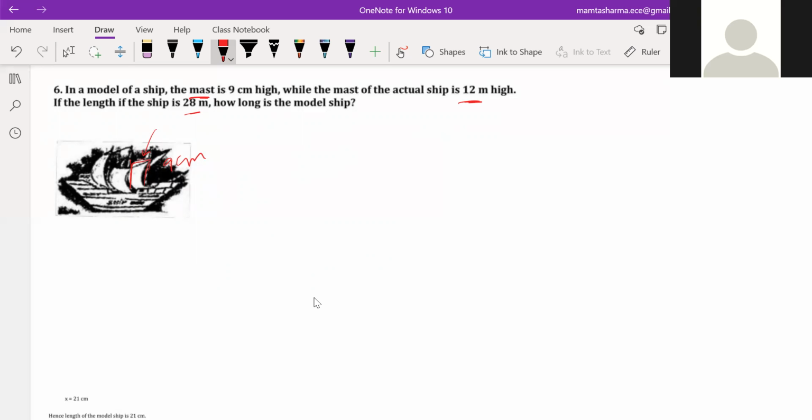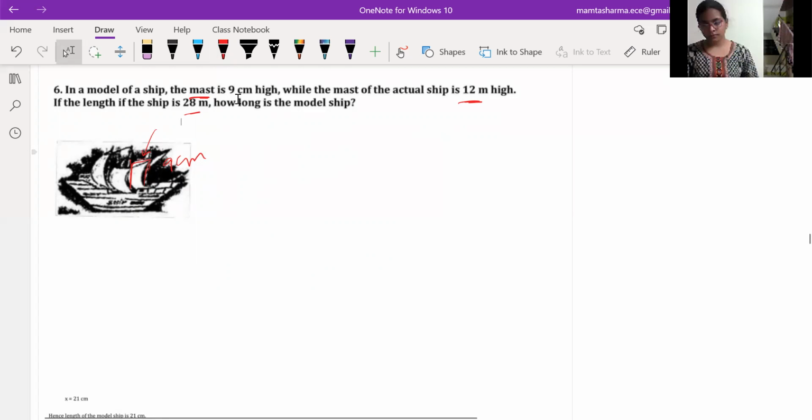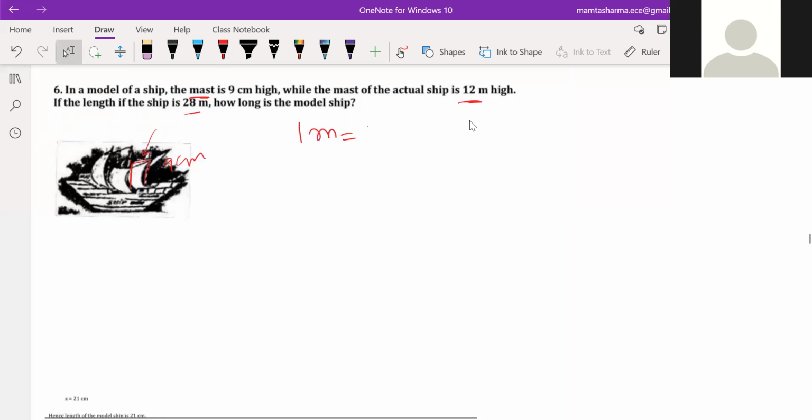It is very simple. The same method you need to apply. Will there be a conversion of units or not? One is in centimeters and the other is in meters. They should all be in the same unit. So convert the meters into centimeters. It is quite easy. 1 meter equals 100 centimeters, so 12 meters would be 1200 centimeters.